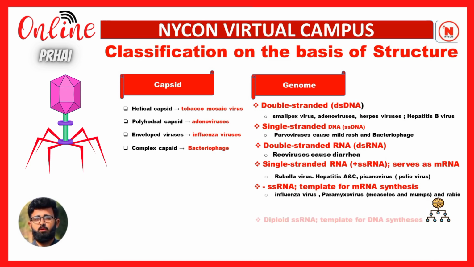Some viruses have diploid single-stranded RNA, meaning having two single-stranded RNA molecules, which act as a template for DNA synthesis by a process called reverse transcription. For example, retroviruses, HIV.